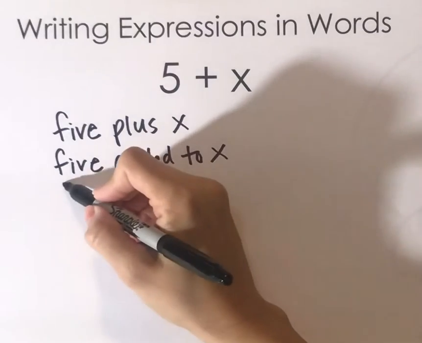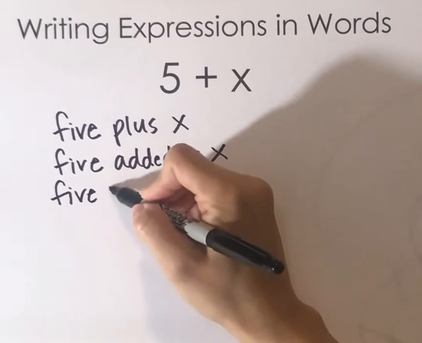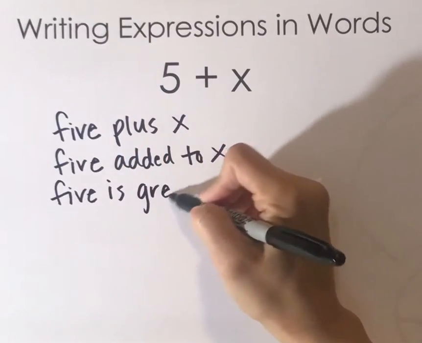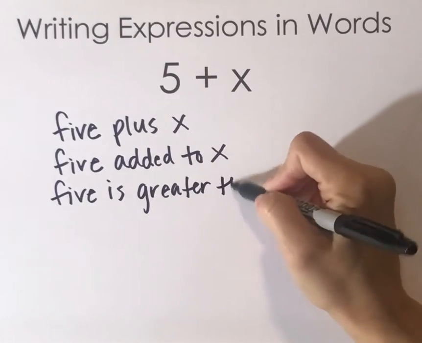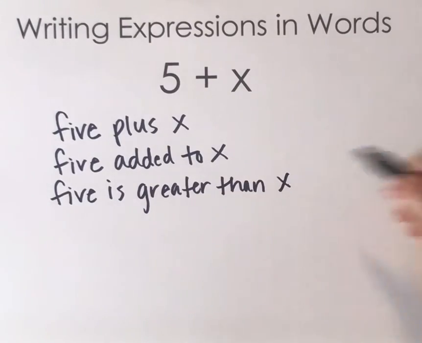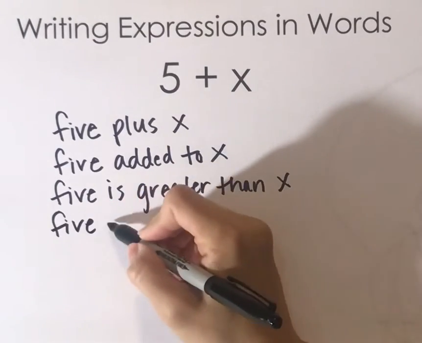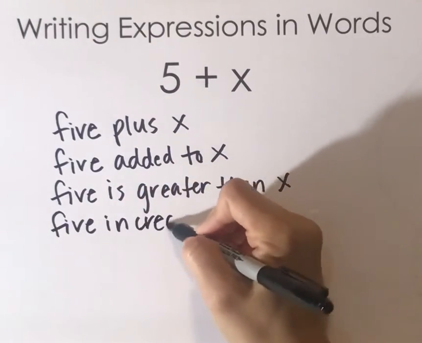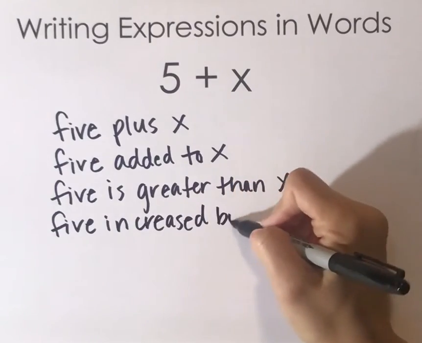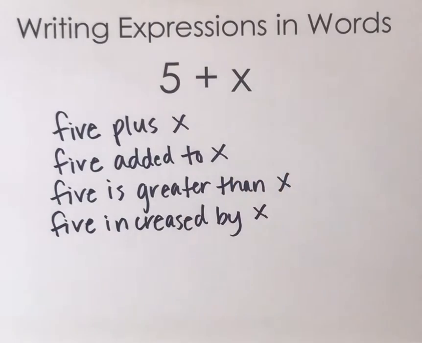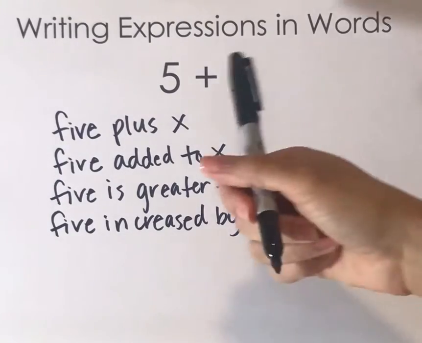Another way is you could say 5 is greater than x. Okay. Another way is you could say 5 increased by x. And that would work well too. So those are all the ways that you could say that expression.